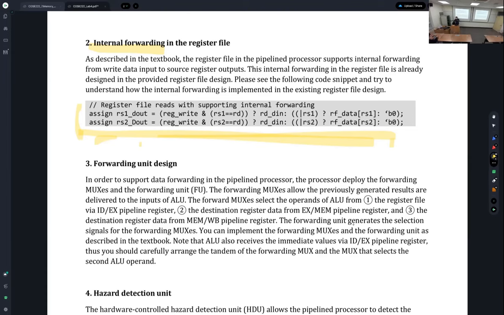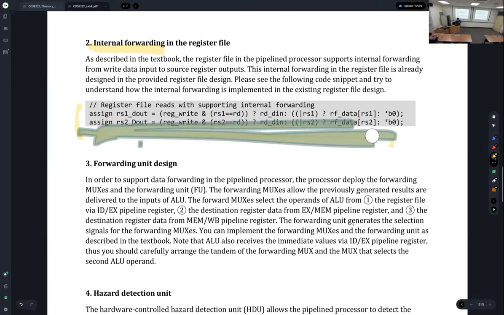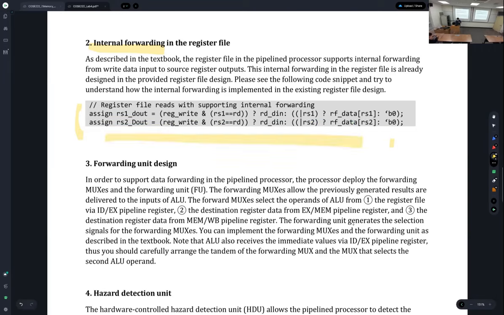So it's a complicated design. Just compare the register file designs, then please figure out how the internal forwarding works inside of the register file. Okay. So this is the internal forwarding.